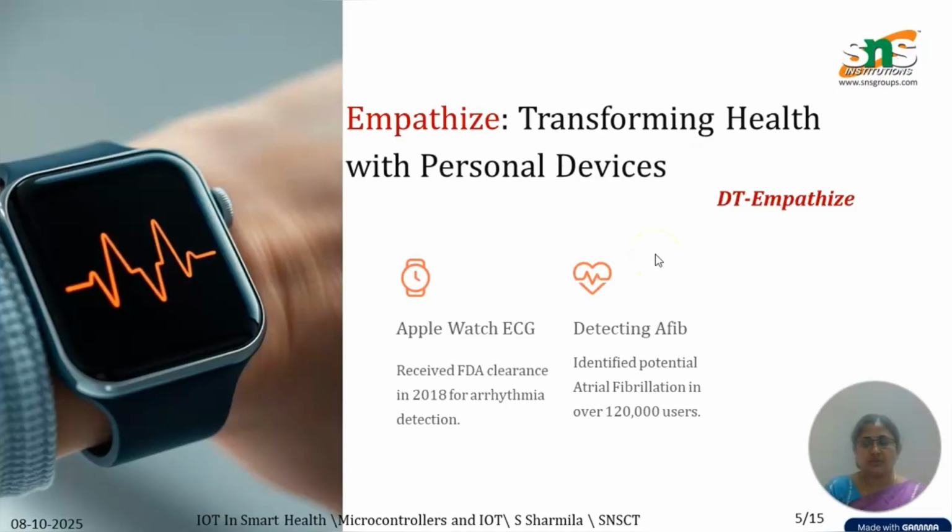Now let's move on to the design thinking phases with IoT in smart health. The first stage is the empathy stage of design thinking, that is transforming health with personal devices. Devices like the Apple Watch ECG have made a huge impact since 2018. With FDA clearance, it can detect arrhythmias and even identify atrial fibrillation in thousands of users. This marks a shift from reactive care to predictive health monitoring, where users take early action before problems worsen.